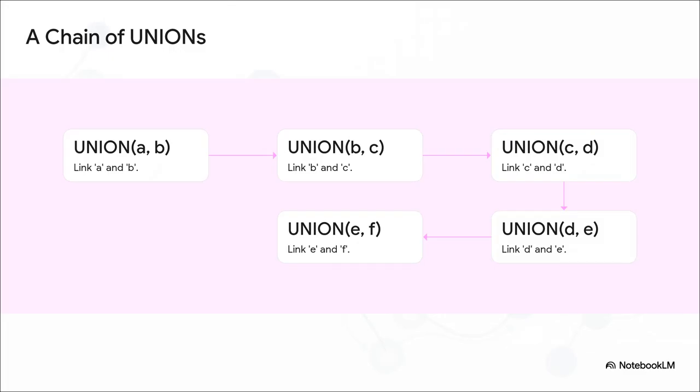Let's start with 6 elements, A, B, C, D, E, and F, each in its own little set. Now we're just going to connect them up in a chain. We'll union A and B. Then we'll union the new group with C. Then that group with D, and so on. We're just linking them up one after another. Seems logical, right? What could go wrong?